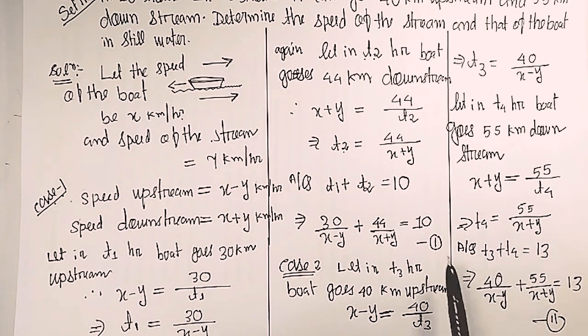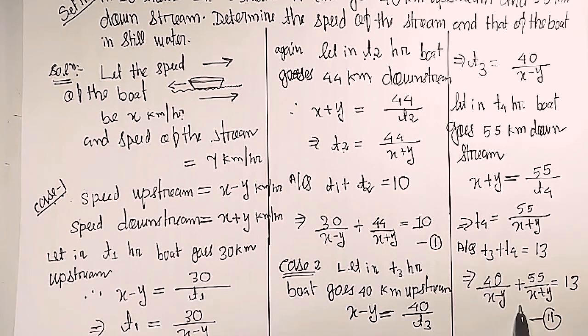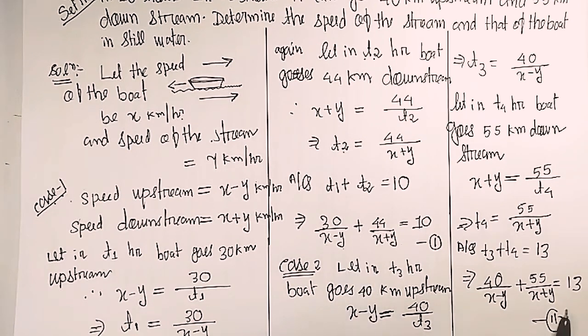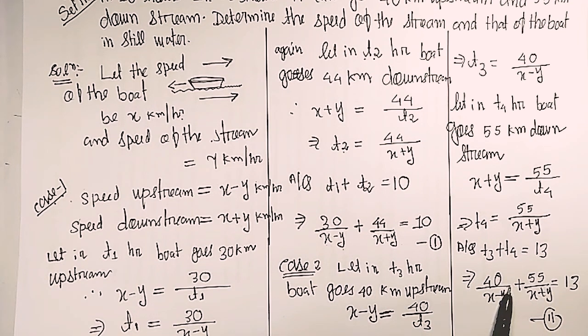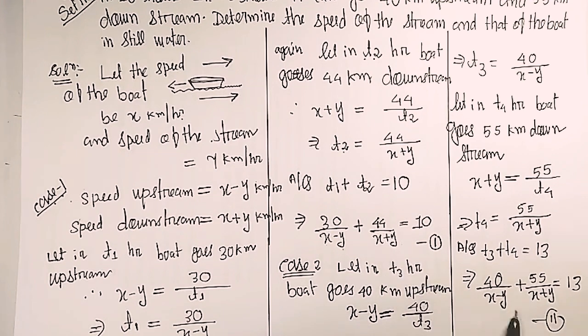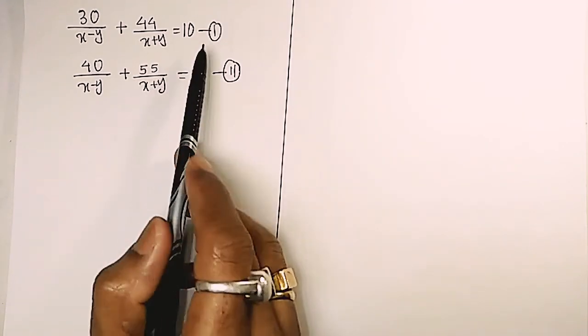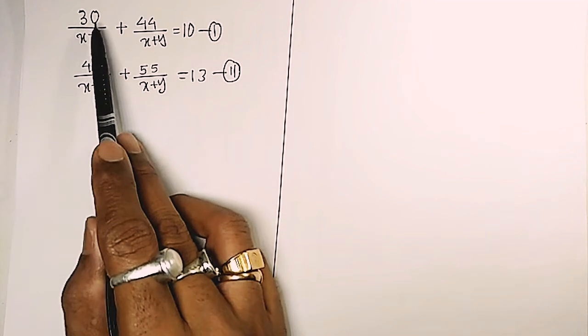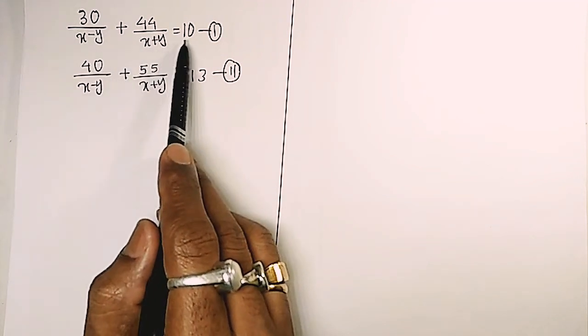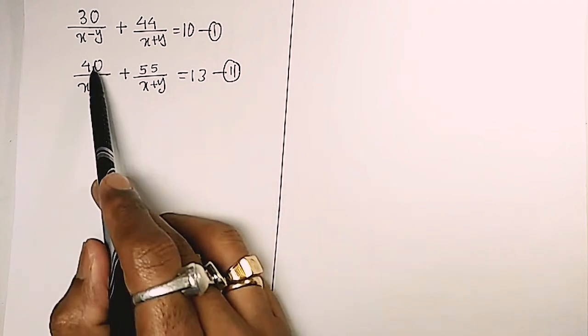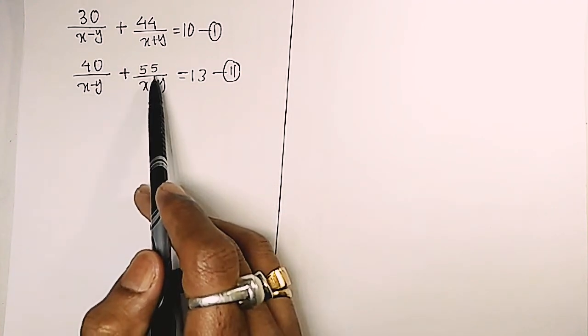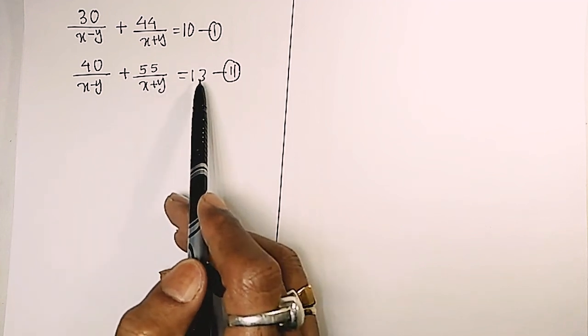Now we have to solve equation 1 and equation 2. And this type of equation you know how to solve. Hope you have learned in school how to solve this type of equation. Then also I will give the technique how to find the values of x and y. So this is equation 1: 30 by x minus y plus 44 by x plus y equals 10, and equation 2: 40 by x minus y plus 55 by x plus y equals 13.